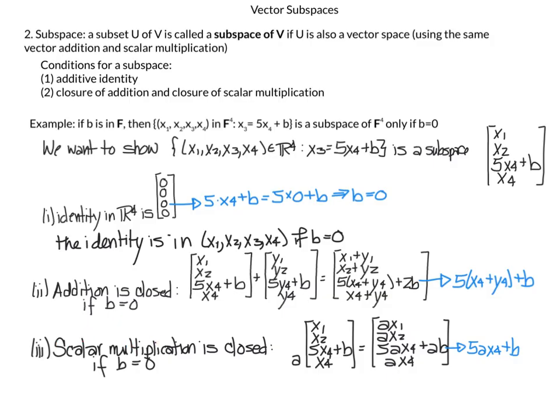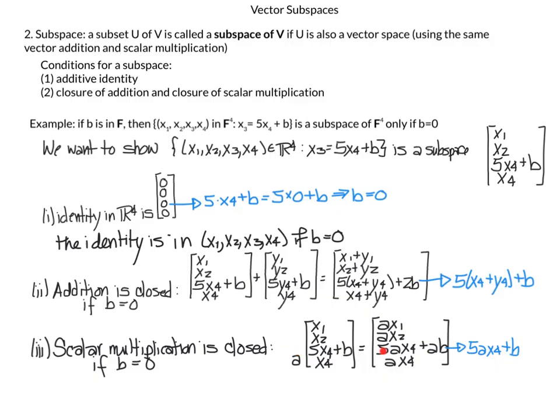Last, we need to show that scalar multiplication is also closed, or the closure of scalar multiplication. So I take a scalar a, and I'm going to multiply it times my vector x1, x2, 5x4 plus b, x4, and I get ax1, ax2, 5ax4 plus ab, and ax4. So remember, this needs to be true for any scalar a. It's not that a is equal to 0. It has to be true for any scalar a.